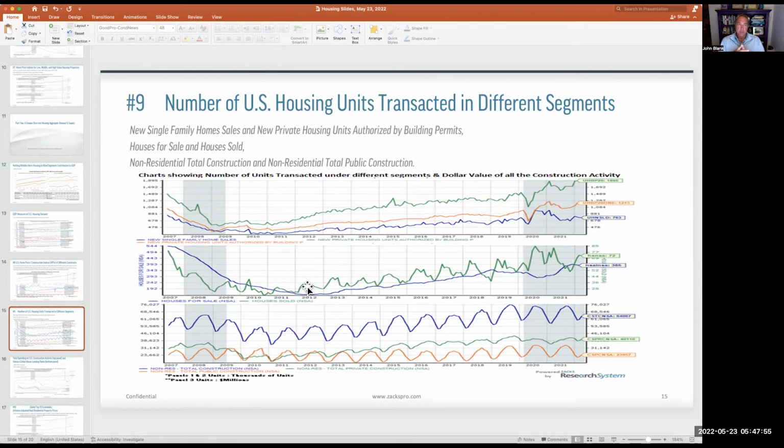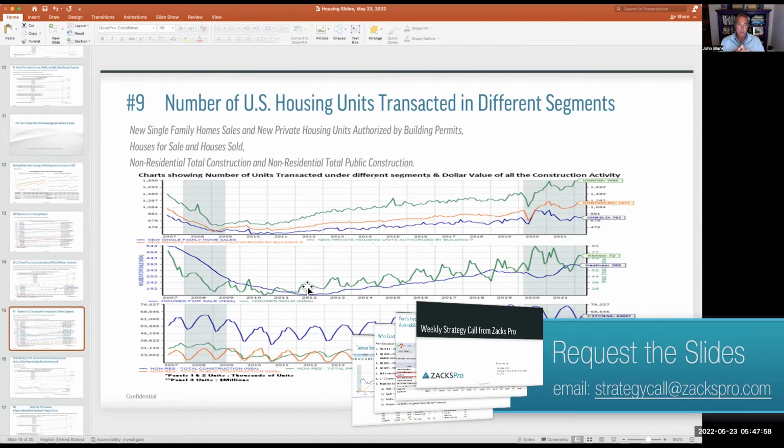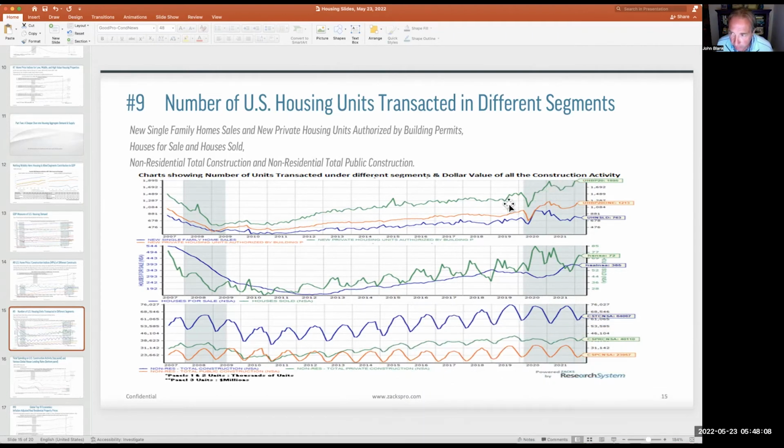I've got all kinds of stuff here: new single family home sales, building permits, houses for sale, construction, etc. But as you can see, let's go through a few of these things. So private housing units authorized, this is building permits. Again, very, very bullish. In here, we've got houses sold. And again, it's not as high as 2020, but it is very high relative to history. So the market is still hot. Down here, we've got construction. That's that blue line, and it is very, very strong. So again, I'm going to give number 9 to the bulls.